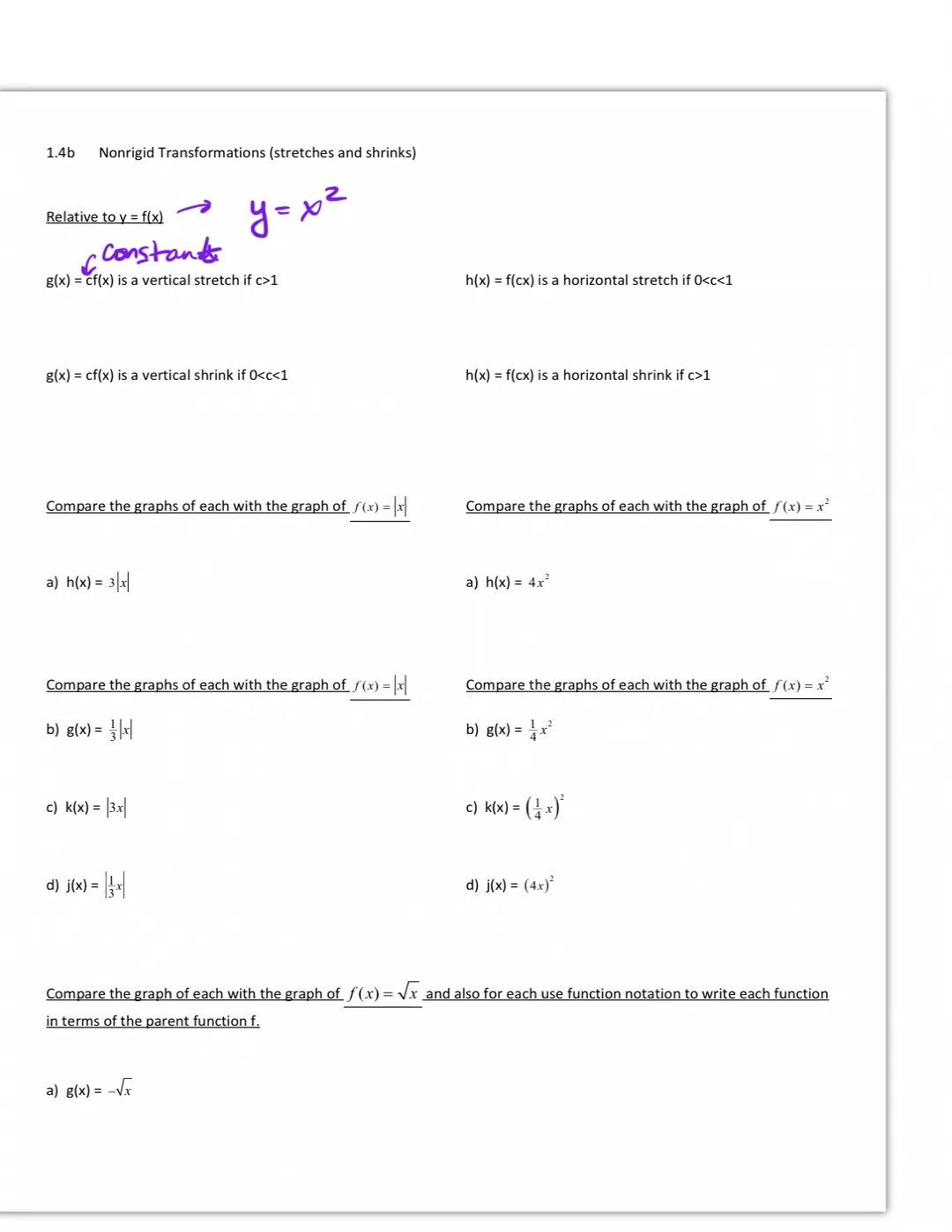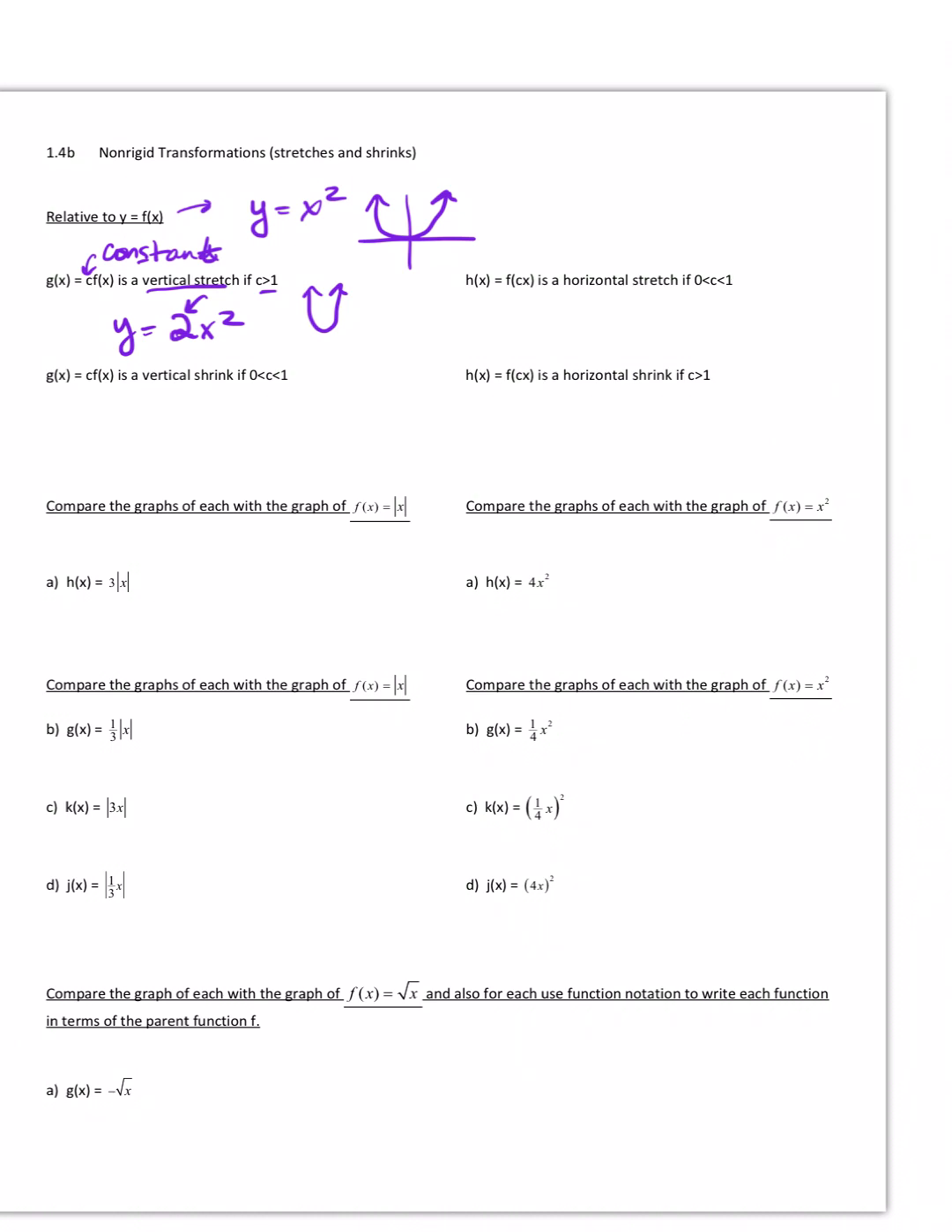So g of x is c times f of x, a vertical stretch if c is greater than 1. So that would look like this: y equals 2x squared. C right here is greater than 1. It's a stretch. That means it's getting taller and skinnier, okay? So this is originally like a parabola, right? It's getting taller and skinnier.